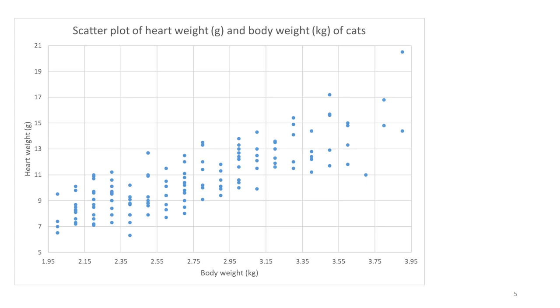Here is the scatter plot for the body weight and heart weight of 144 cats. From this scatter plot, can we tell about the relationship between body weight and heart weight? We can see from the scatter plot that the relationship between these two variables is linear. An increase in body weight corresponds to an increase in heart weight. In other words, a heavier cat will have a bigger heart.